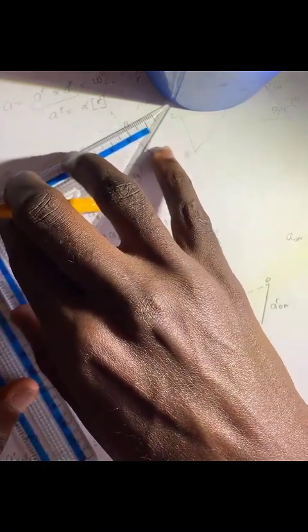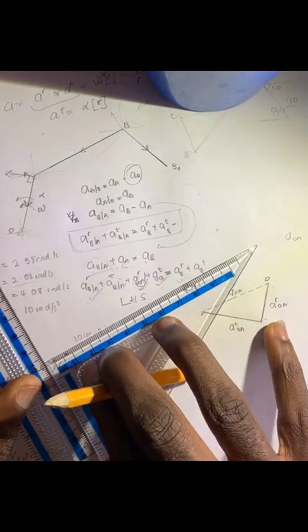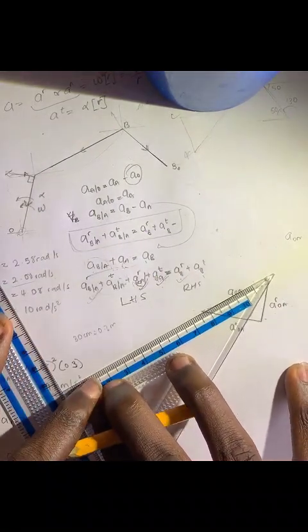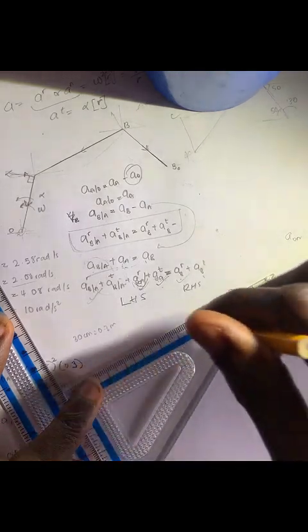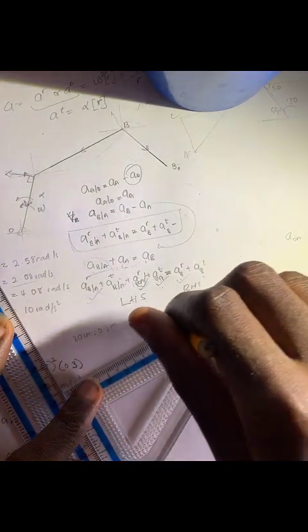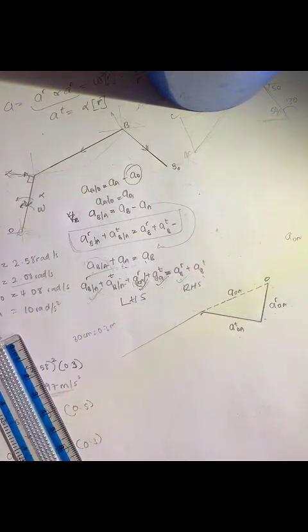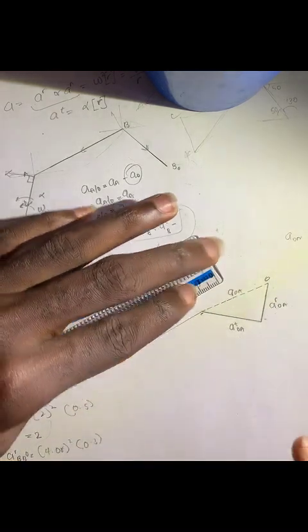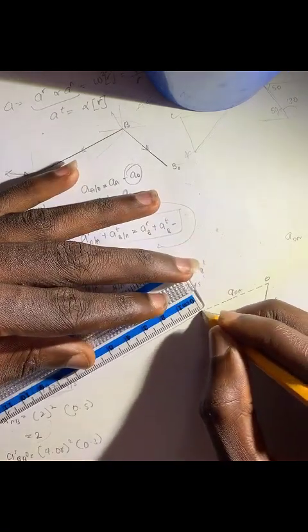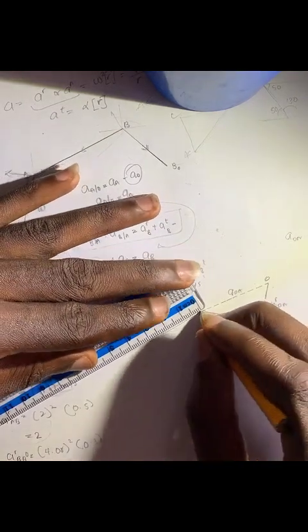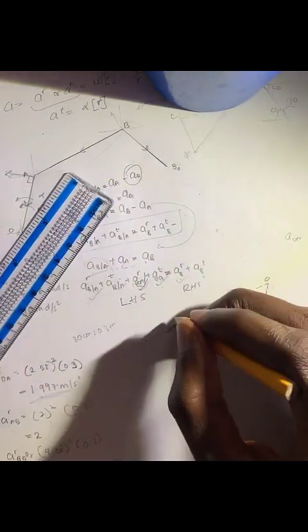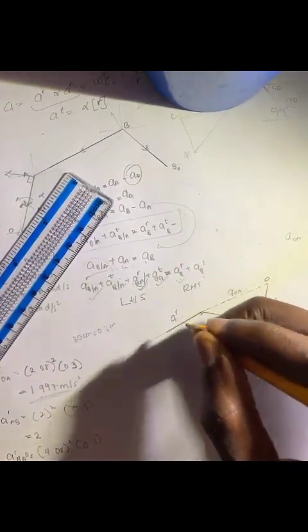Then just to where this place is, then I'll draw a thin line. Then I'll measure. What I have on it is 2, so I'll measure 2 on it, from 1 to 2. So this is my A radial of what?